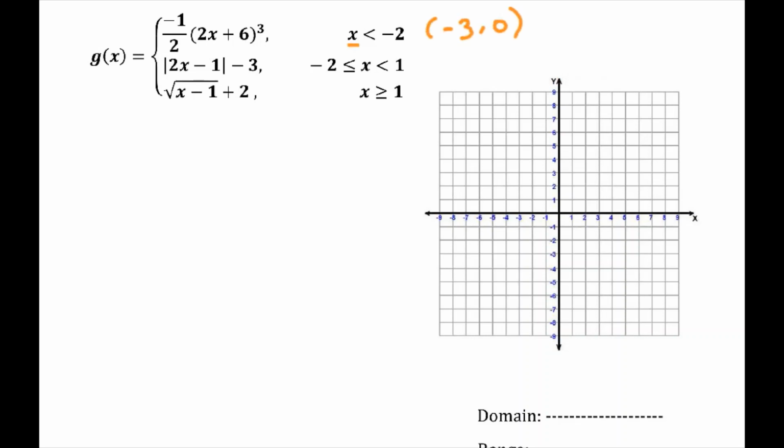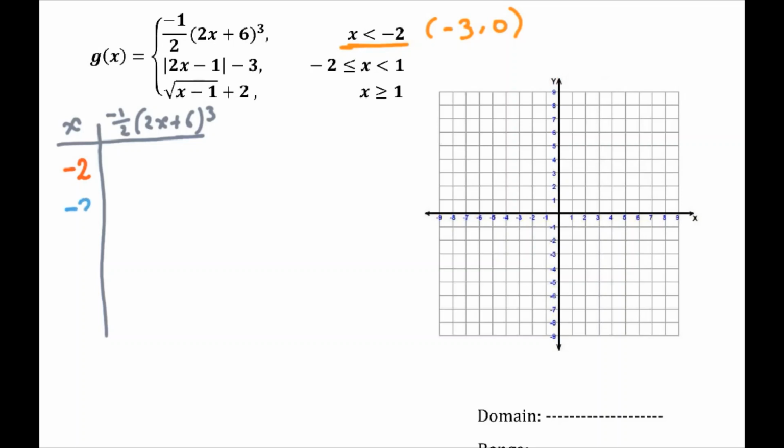Now you need to ask yourself, is -3 less than -2? Yes, so we are going to use it. So I'm going to create a table. x, and (1/2)(2x plus 6) cubed. Starting at -2, taking points below that, including the h and k. So it's going to be -3 and -4, okay? And then you substitute it, and you will get -4, -3 and 0, h and k, and 4.